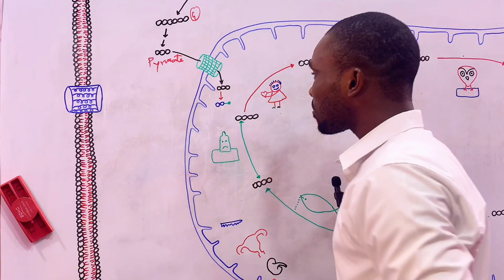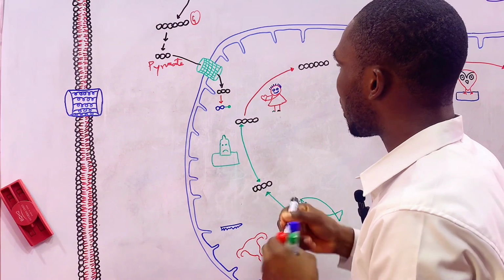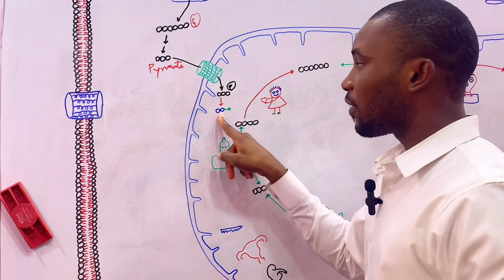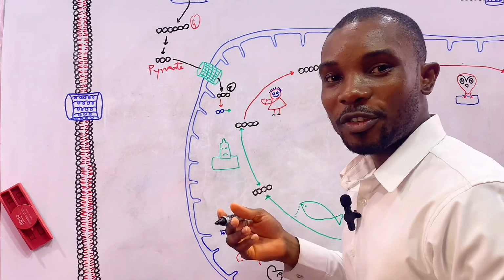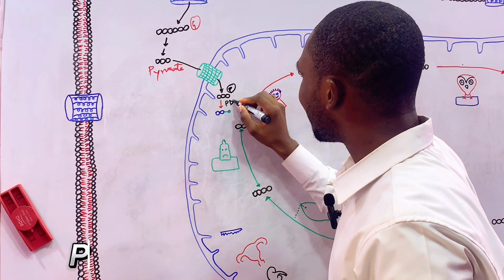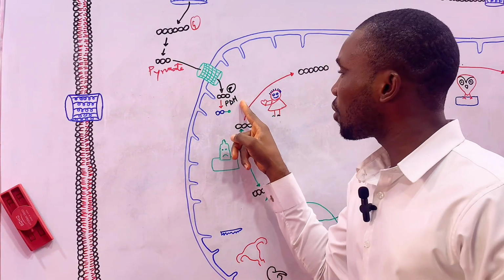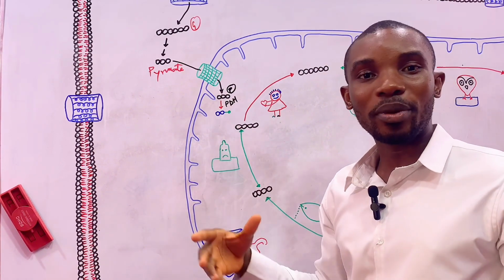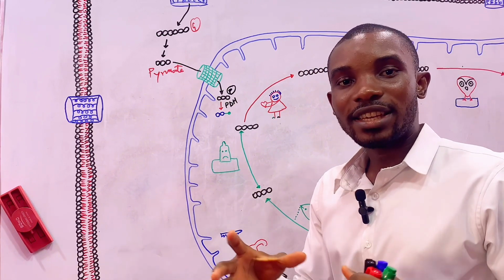Pyruvate transporter. Okay, so over here we have our big boy pyruvate. Let's illustrate that with our P for pyruvate. And then the pyruvate is converted to acetyl CoA through a reaction known as pyruvate oxidation. The enzyme is pyruvate dehydrogenase, so there will be an oxidative decarboxylation of pyruvate to form acetyl CoA. This pyruvate dehydrogenase complex consists of three enzymes, so it's a multi-enzymatic reaction.